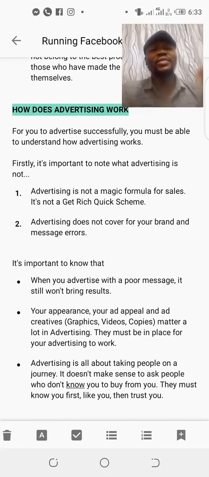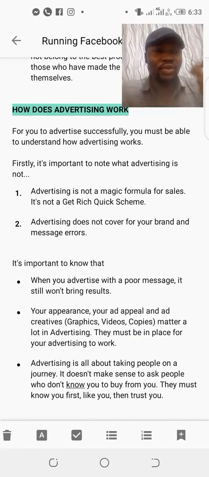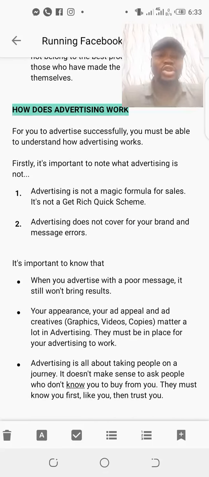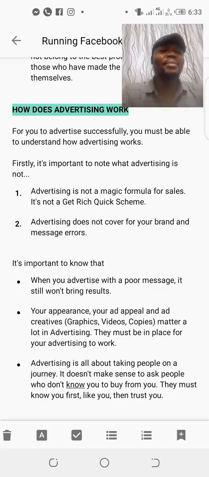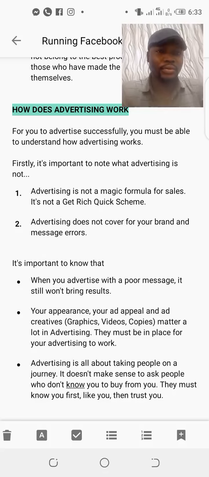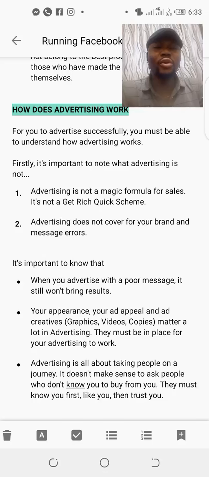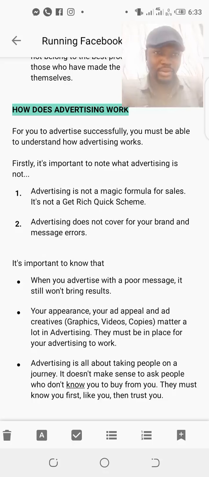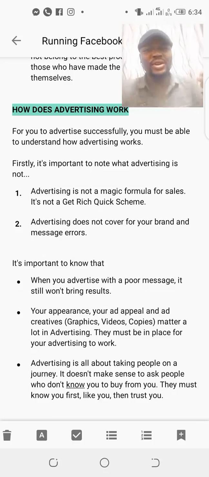For you to advertise successfully, you must be able to understand how advertising works. And the first thing you have to note is that advertising is not a magic formula for sales. Advertising is not a get rich quick scheme. It's not what you go for when you are no more getting sales. In fact, for you to be able to advertise successfully, you must have a proven system.